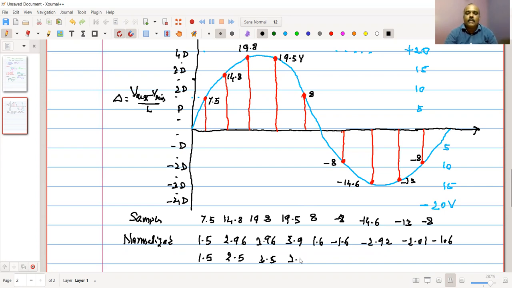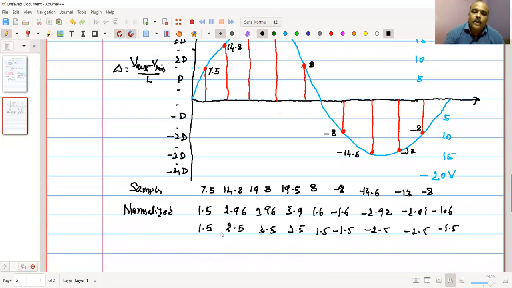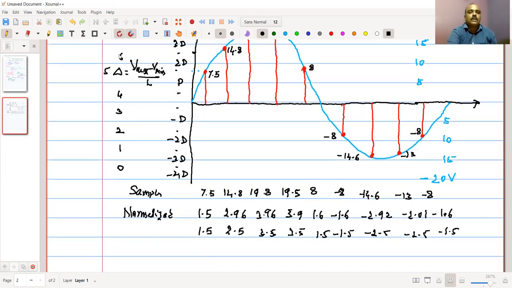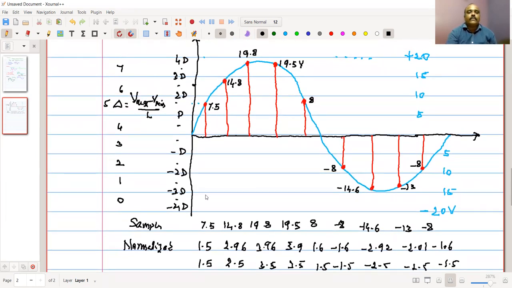So 3.5, 1.5 is there. So 1.5, minus 1.5, minus 2.5, minus 2.5, and minus 1.5. See, what we are doing now, we are approximating it to some voltage, right? Now, these voltages are mapped with the integers. So, this level, I'll call it as 0, 1, 2, 3, 4, 5, 6, and 7.